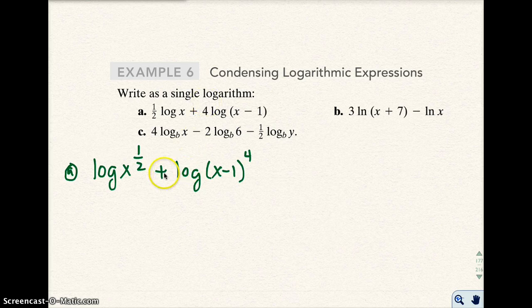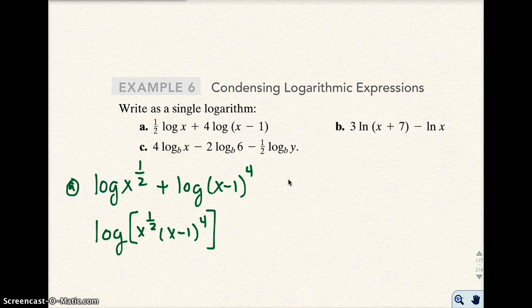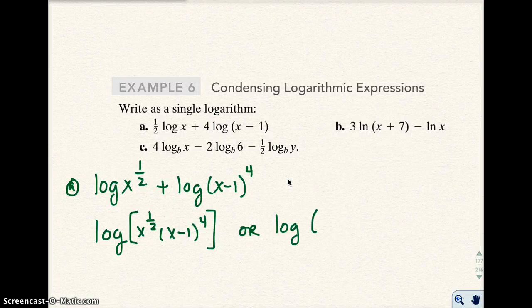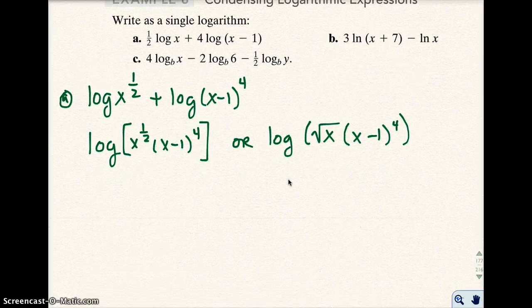And now I have the sum of two logarithms, so I can use the product rule. I get log of x to the 1/2 times, in parentheses, x minus 1 to the 4th. And if you want to, you can write this as log of the square root of x times x minus 1 to the 4th power. Either one's fine. I believe MyMathLab will accept either one.